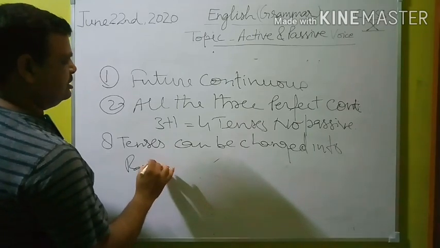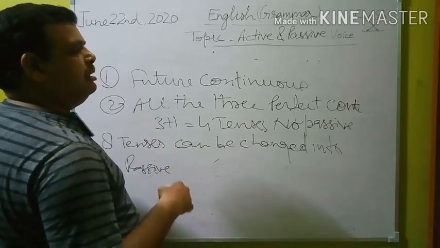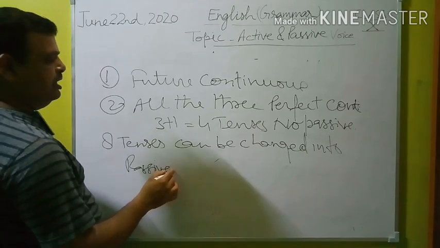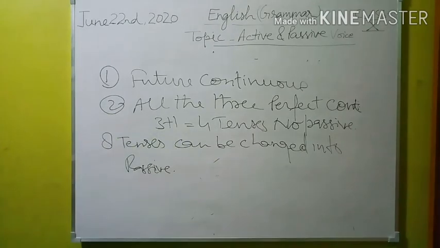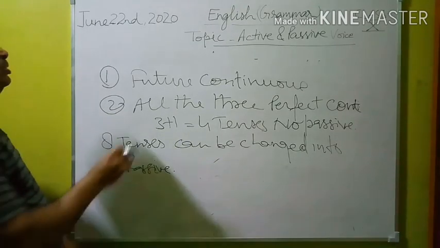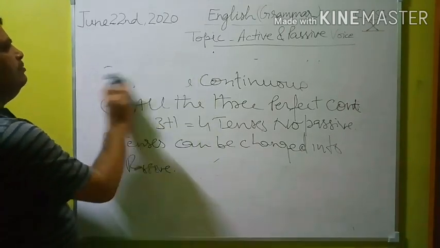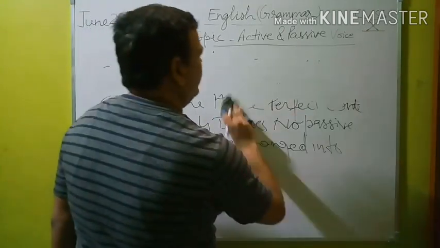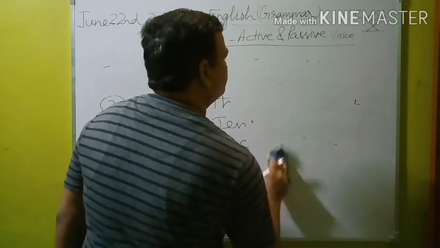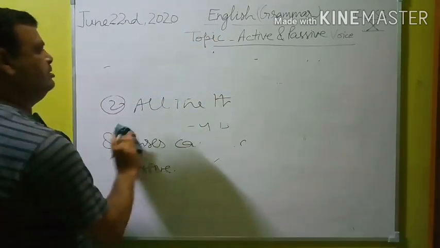Now we will have a systematic study of the structure of passive voice based on the verb forms. So I would tell you the verb forms here which can be changed into passive voice. Which are those forms? Let us examine.